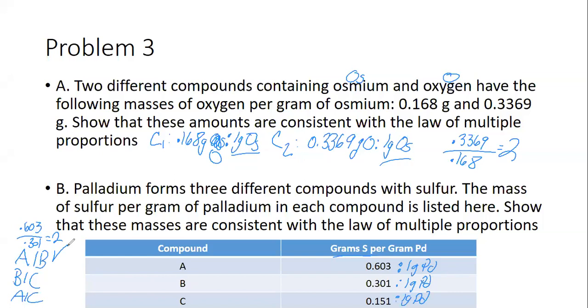Let's do B to C. So I'm going to take B, 0.301 divided by 0.151. That roughly equals 2. So that checks out.